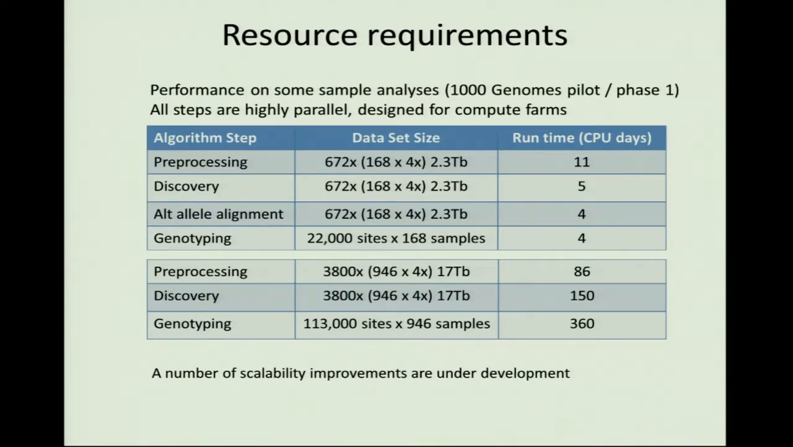In terms of resource requirements, this gives you some ballpark examples of what it takes to run Genome STRiP. It's not cheap, but it is parallelizable through Queue. So for example, if this was phase 1 of 1,000 genomes, 1,000 samples at 4x each, the total here is probably 600 CPU days. But if you run that in parallel on the Broad cluster, this would probably run in about 6 days. And we are working on a bunch of scalability improvements.